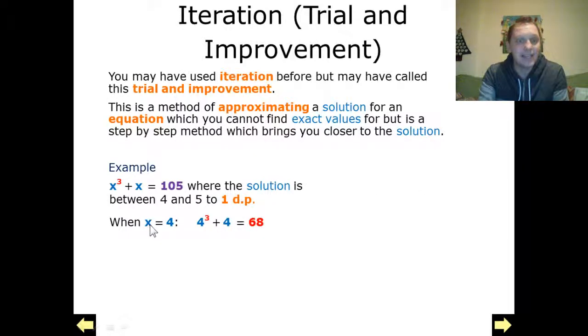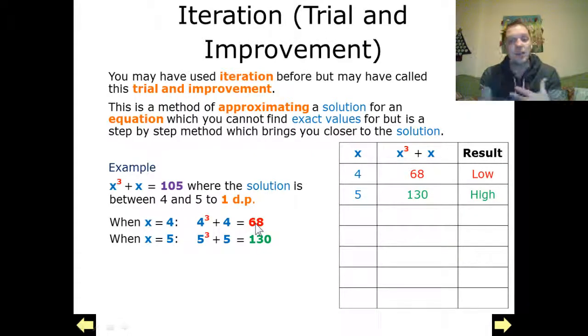So replacing x by 4, substituting my 4 in, I've got 4 cubed plus 4, which gives me 68, which is not 105. I'm going to try 5. 5 cubed plus 5, that gives me 130, which is too large.